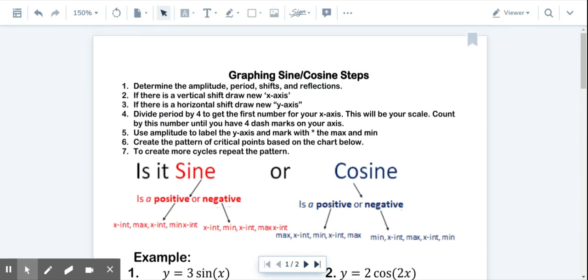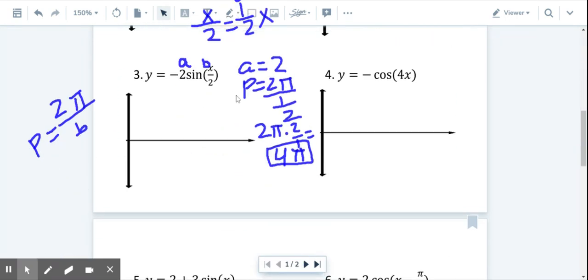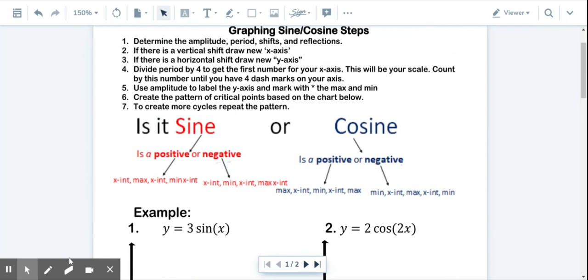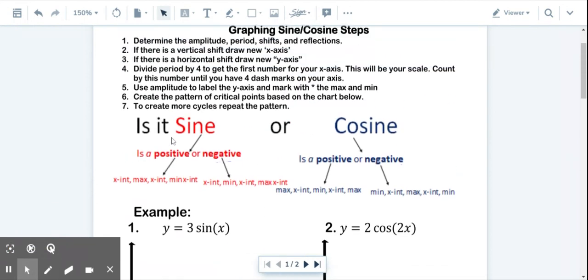Next, if there's a vertical shift, we don't have one. If there's a horizontal shift, we don't have one. The reason we don't have one is because we're not adding or subtracting anything on here. Oh, and we forgot about reflections. So there is a reflection here. And we might just want to circle the negative so we don't forget to do that.